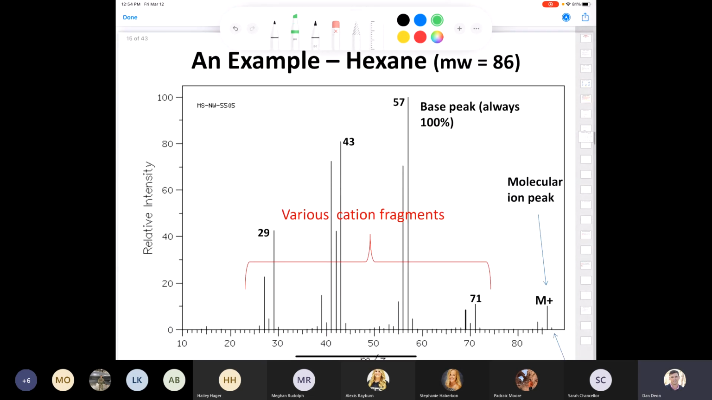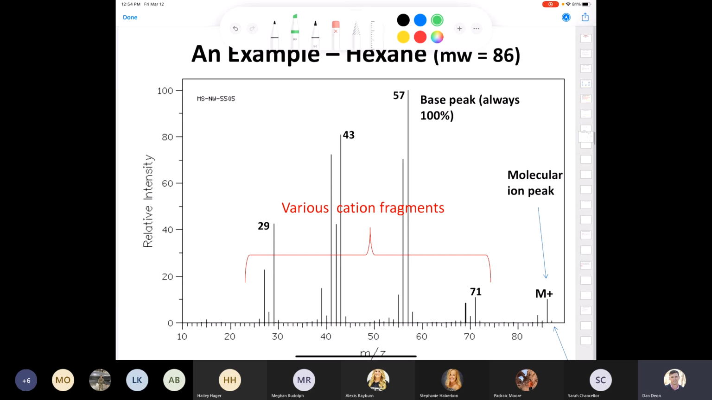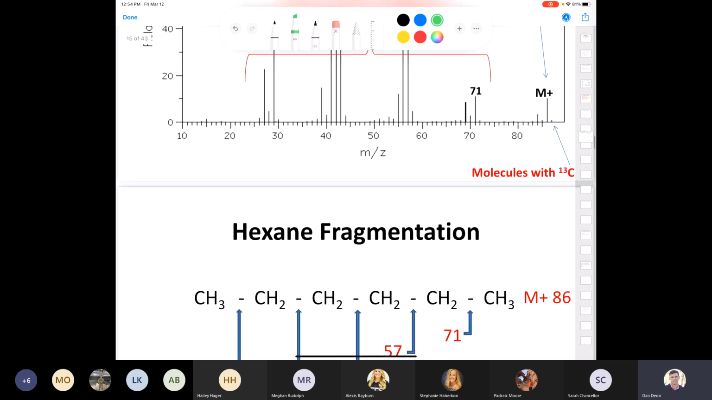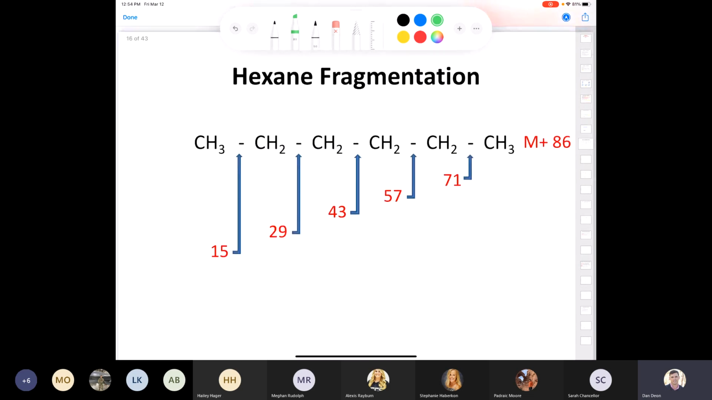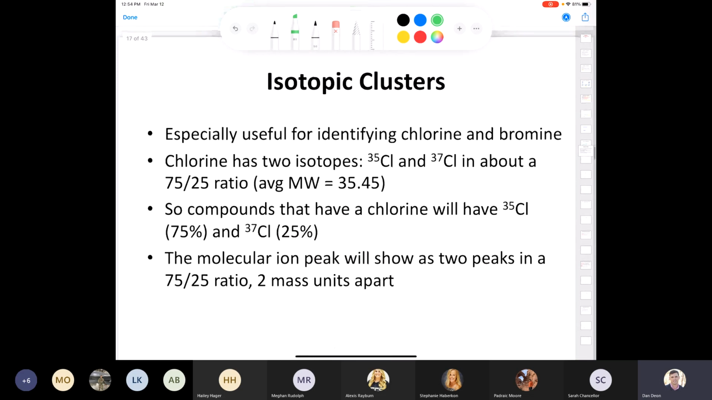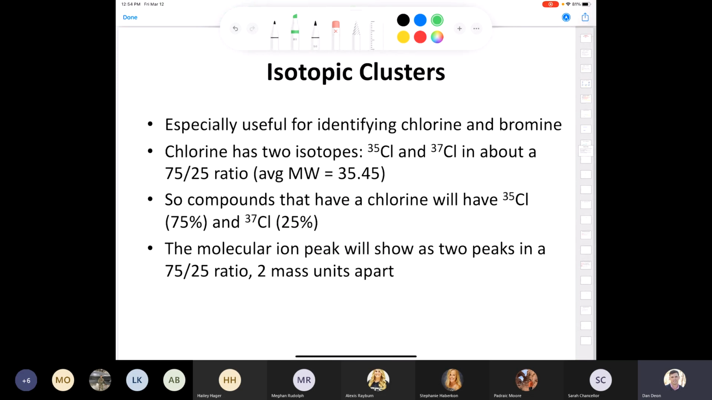So I'm not going to spend a lot of time on hexane since we spent quite a bit of time on alkanes in the lecture course. Again, it's a good idea to have these numbers memorized. I wouldn't even call them memorization once you've looked at them enough: 15, 29, 43, 57, 71. I mean, you're especially going to see these three a lot. Loss of a methyl radical, loss of an ethyl radical, loss of a propyl radical, right? We're going to see these a lot in the class. Also, you should know about isotopic clusters, or what we sometimes call the isotope effect, that is observed with chlorine and bromine.